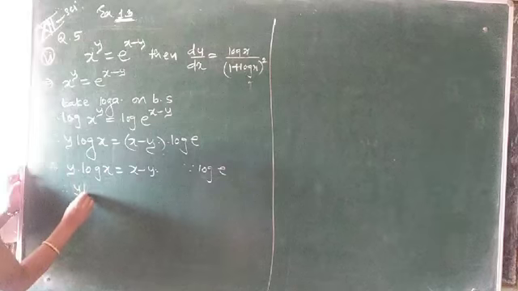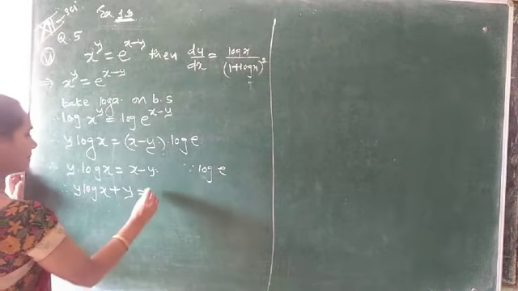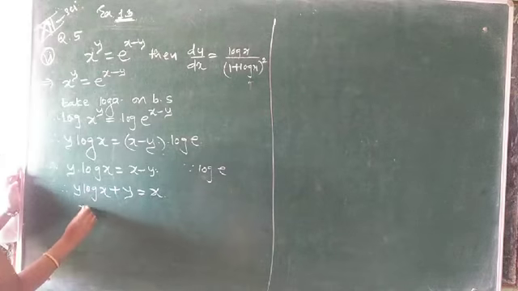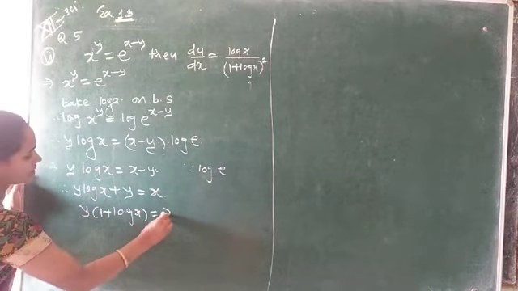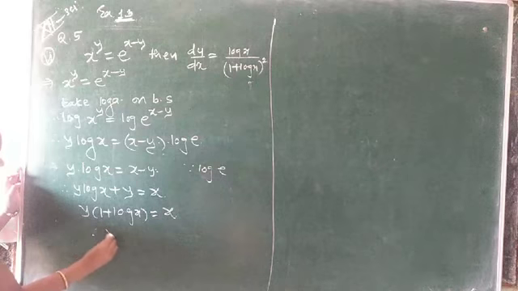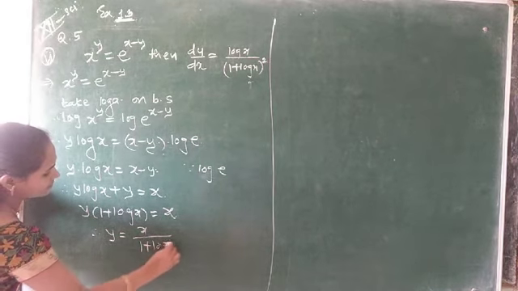Therefore, write y log x as it is. This minus y on this side becomes plus y, is equal to x. Now we take y common from this. y into (1 plus log x) is equal to x. Therefore, y is equal to x upon 1 plus log x.